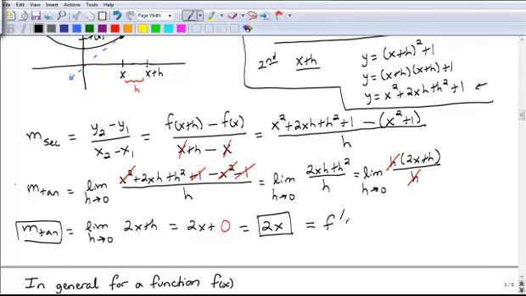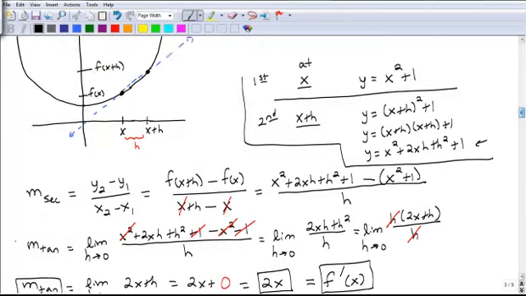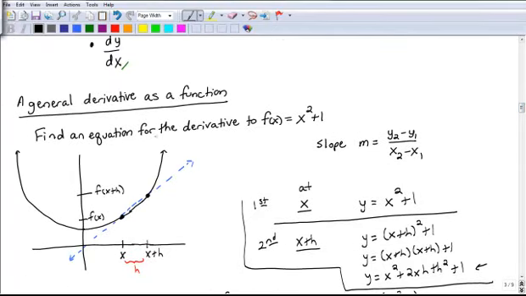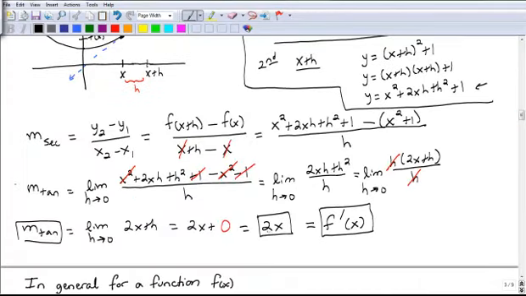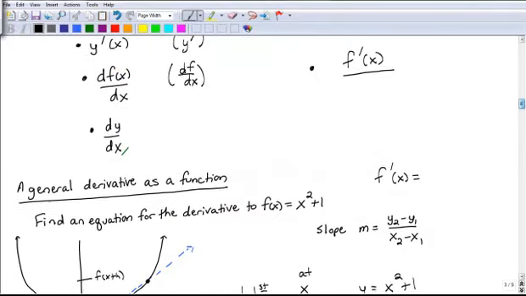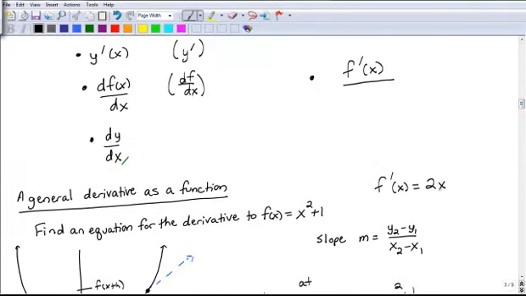But what is another name for the slope of the tangent line? The derivative is the slope of the tangent line, f prime of x. So this tells me a general equation for the derivative. It says the derivative of x squared plus 1, the derivative we just found out from a moment ago, is 2x. So this allows us to find the slope of the tangent line anywhere.